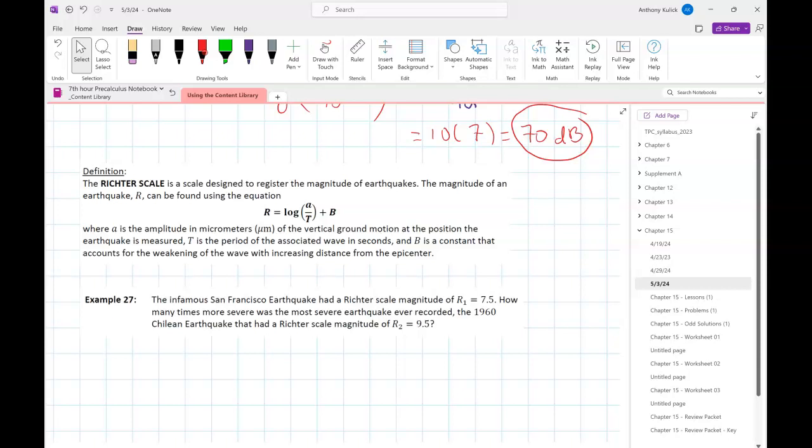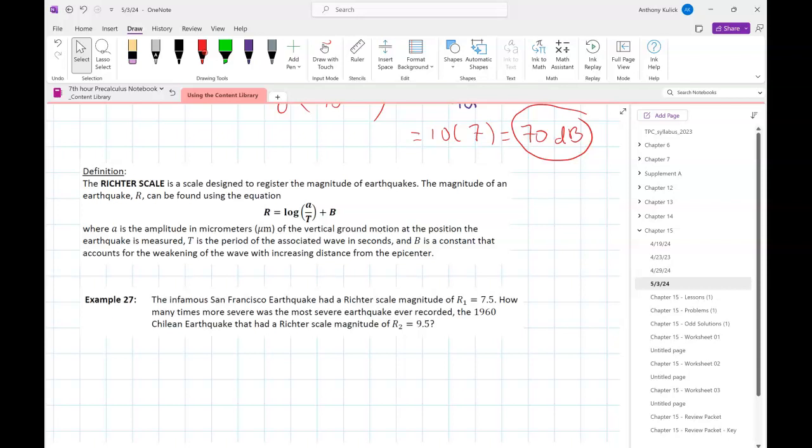T is the period of the associated wave. Remember period: if this is our start, the two plates in normal position, the period is the time it takes to slip down, slip up, and then return to the starting spot. That's what we mean by period. It's the amount of time it takes the plates to do that.